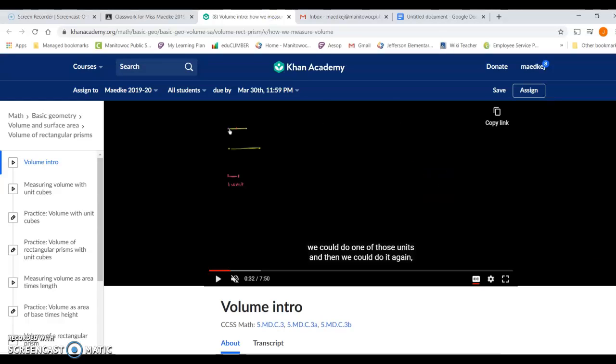So we did area and perimeter last week. Remember, area is the space inside of the square. Perimeter is the length around it. Volume is what we are going to do today, and we are going to talk about it in units.